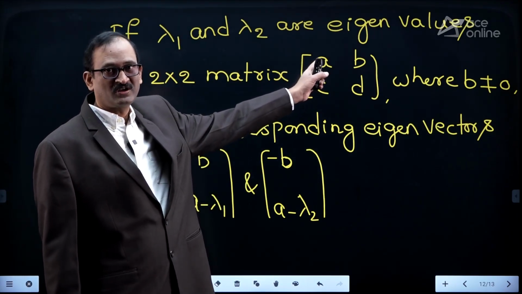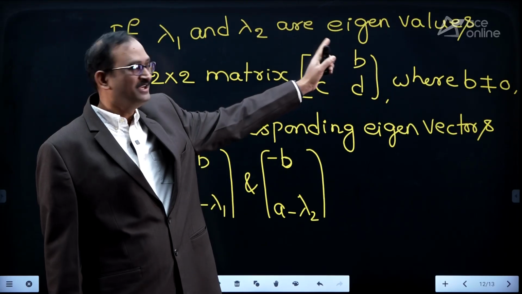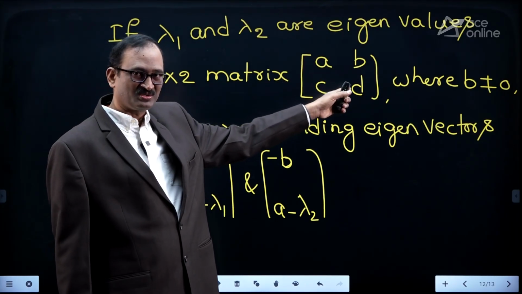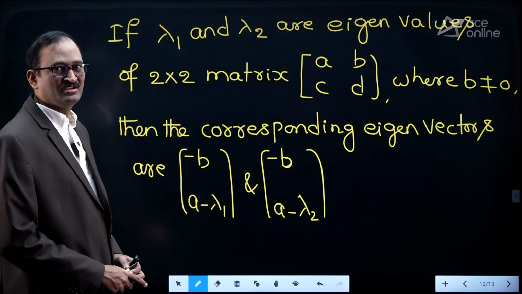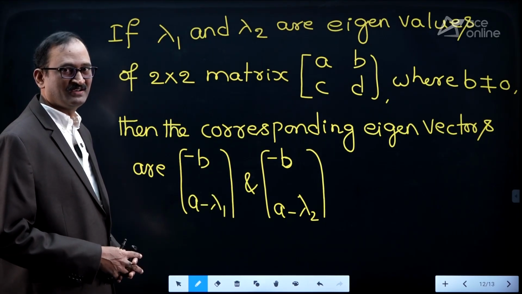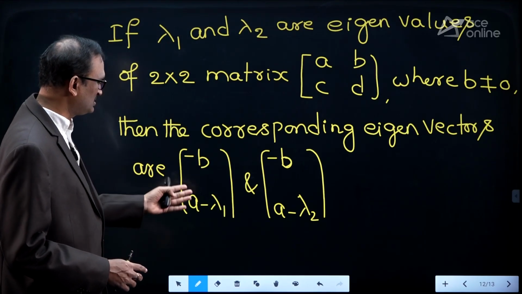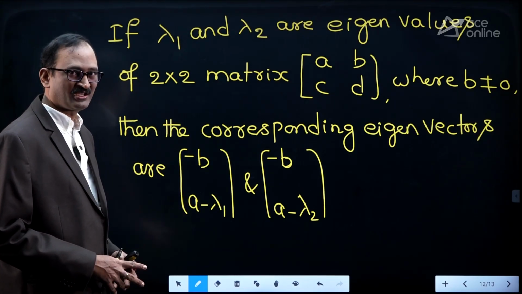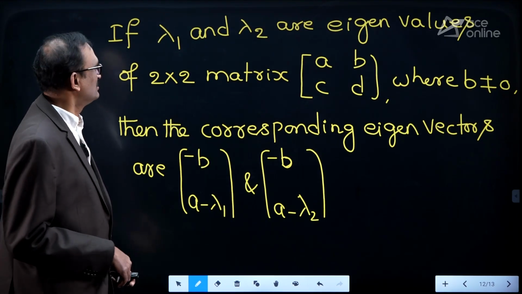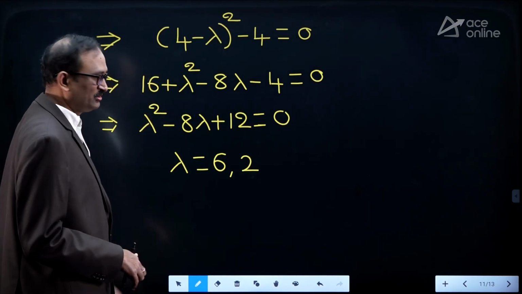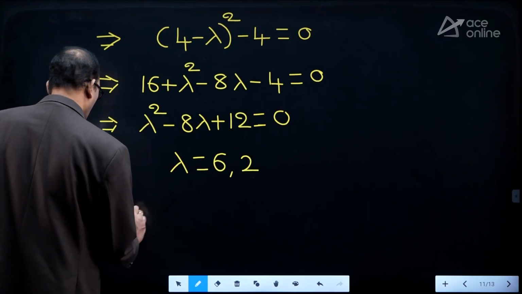So first row first column element let it be a, first row second column element b, second row first column c, second row second column d. So lambda 1 and lambda 2 are eigenvalues. My sincere advice to everyone, for any 2 by 2 matrix, by using this formula, it's a theorem actually but not a formula, we directly get eigenvectors. So this is the example. This is lambda 1, this is lambda 2. So let me calculate the corresponding eigenvectors.